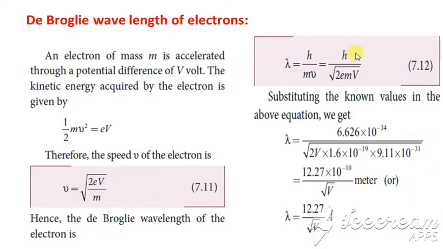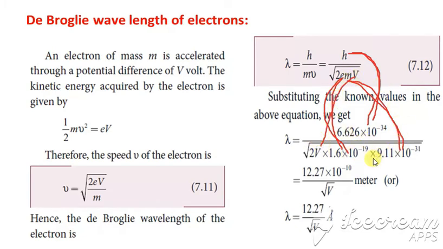What is the value of h? It is 6.626 into 10 power minus 34. e is 1.6 into 10 power minus 19. m is 9.1 into 10 power minus 31, because this is the Planck constant, this is the charge of the electron, and this is the mass of the electron. These are constant values, and you have to know them. We don't know only the value of V.